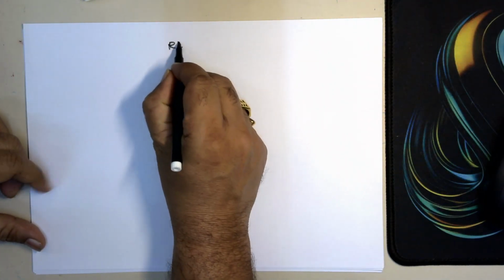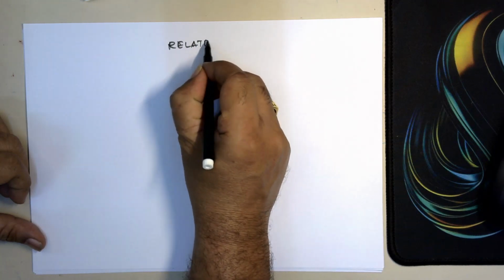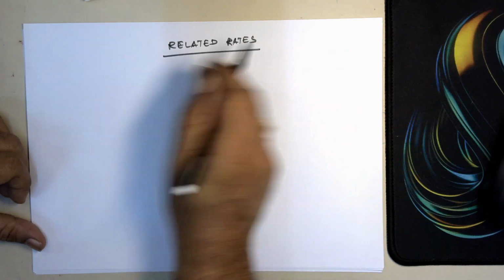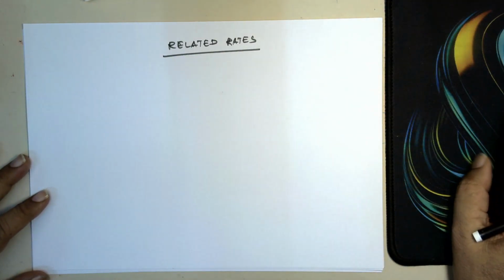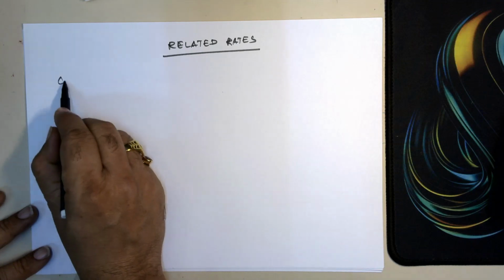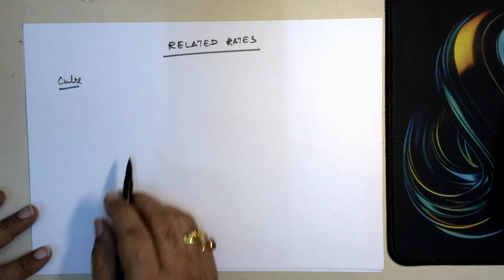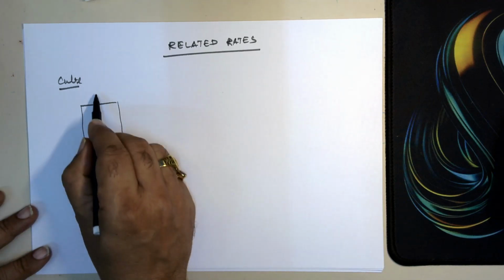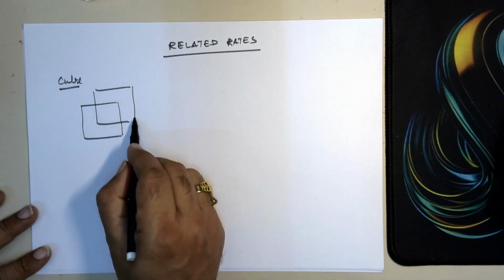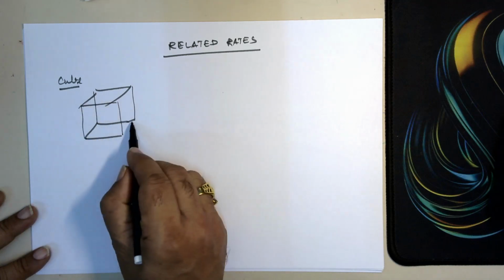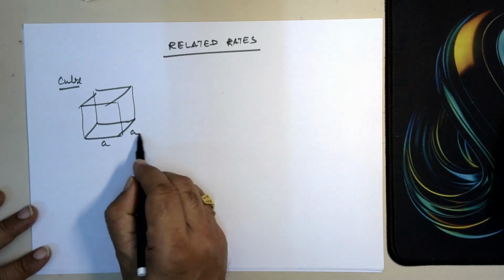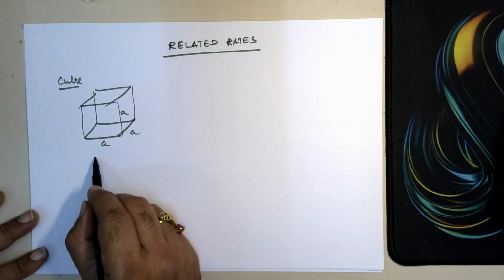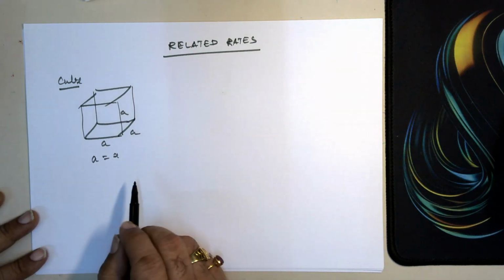Related rates. Let us consider a cube. A cube can be neatly drawn like this. So all sides are equal. So it means you can take either A or x.